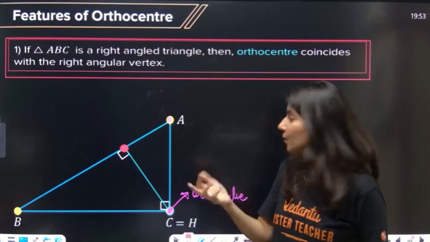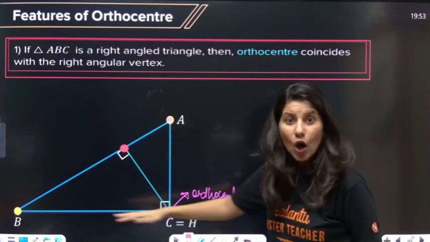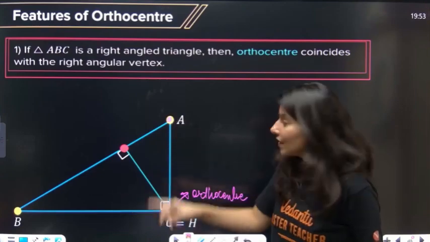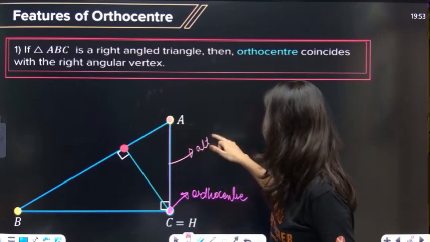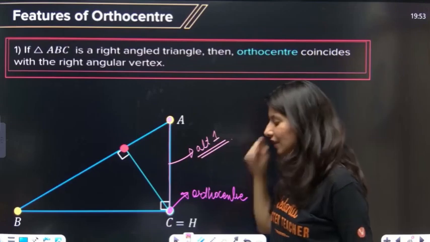Surprisingly, that perpendicular from A on side BC is none other than side AC. This is your altitude number 1.